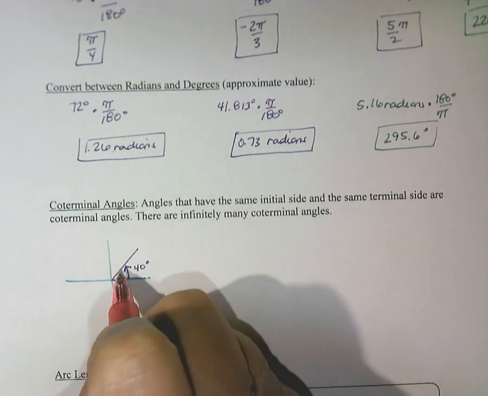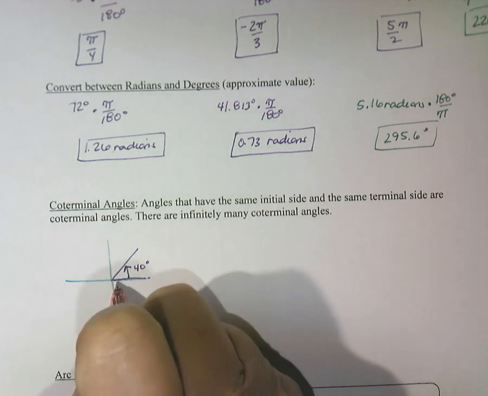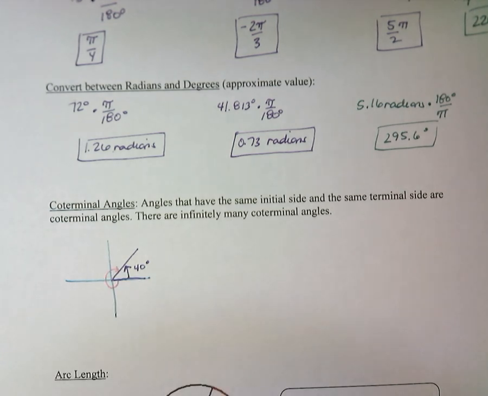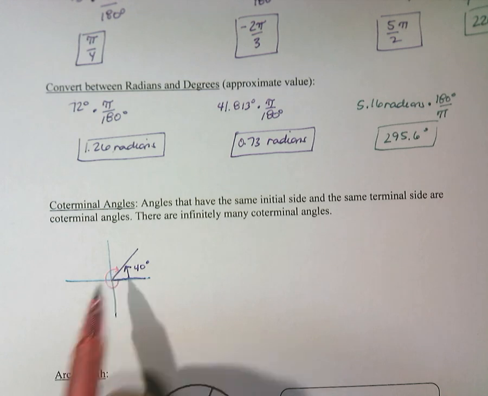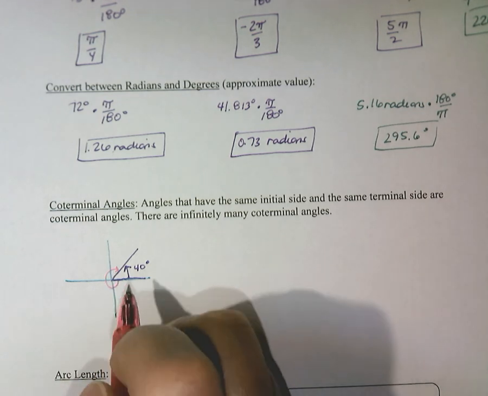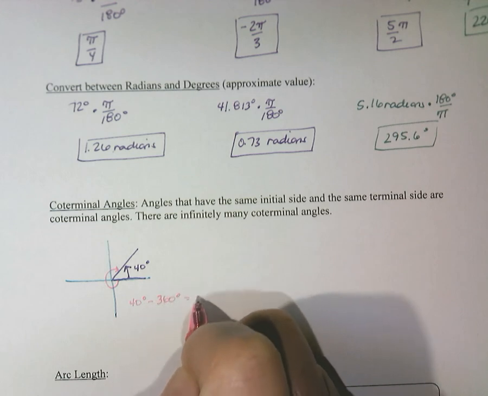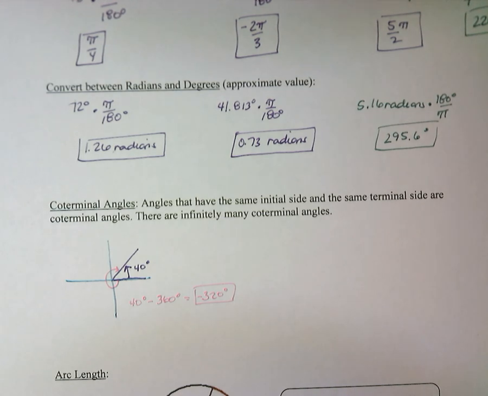It has to start here and end here, but I can just go in the other direction. If I go in the other direction, I have a negative angle. So it still starts and ends at the same place. How I got that was 40 degrees minus 360 degrees, which is equal to negative 320 degrees.